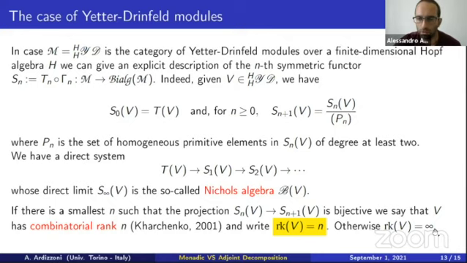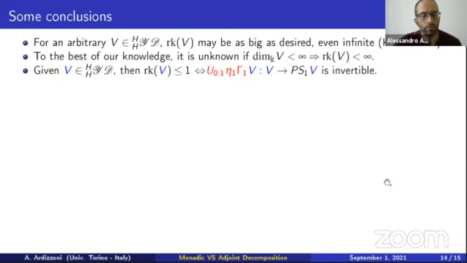Some facts about these notions, just to conclude: if you take any Yetter-Drinfeld module, the corresponding rank may be as big as desired, even infinite. This is due to Kharchenko. And also a question due to Kharchenko is whether, in case V is finite dimensional, we can say the rank is finite. We cannot, I mean, it is not known. But we can say something about the rank less or equal to 1. This is equivalent to this condition.